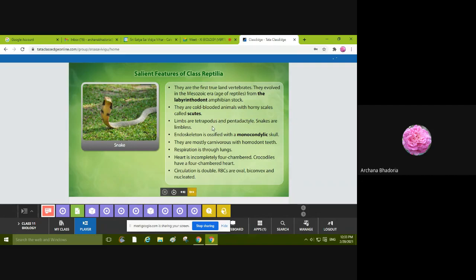They are tetrapods. They also have pentadactylous limbs. Only the snakes are limbless. And then they are monocondylic. This you remember. They have a monocondylic skull, and they are mostly carnivorous, and dentition is what type? Homodont. And now since they have shifted to the land, what type of respiration will they show?